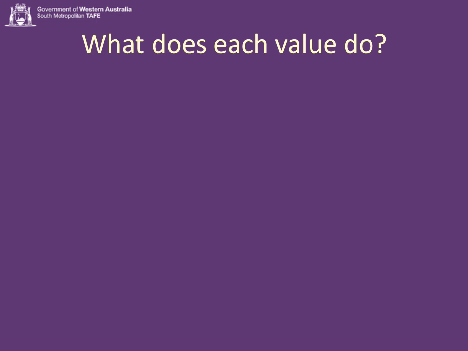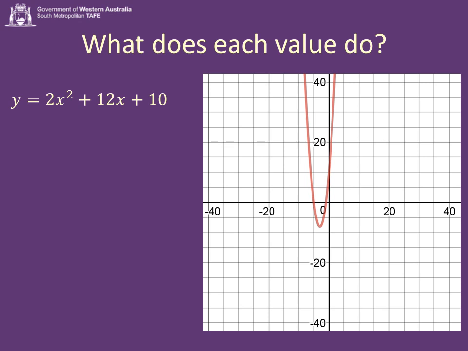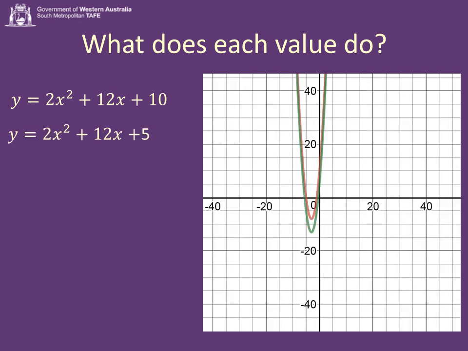Right, what's next? What happens when we change the c term? There's my equation. Change it to a 5 instead of a 10. Oh, and it shifted it down. Change it to a 0. Shifted it down again. So the c term seems to move it up and down.